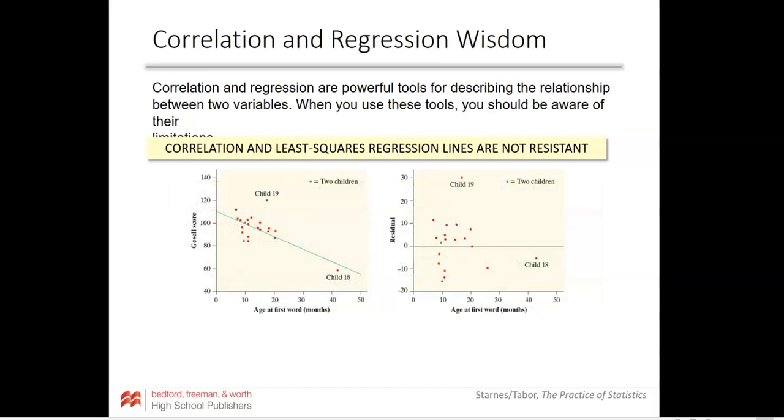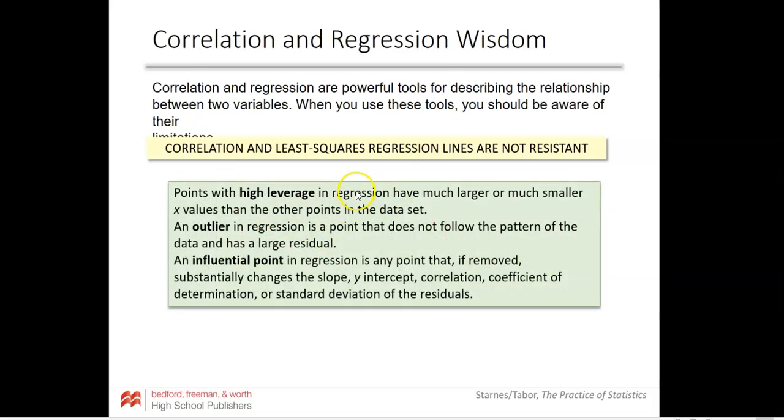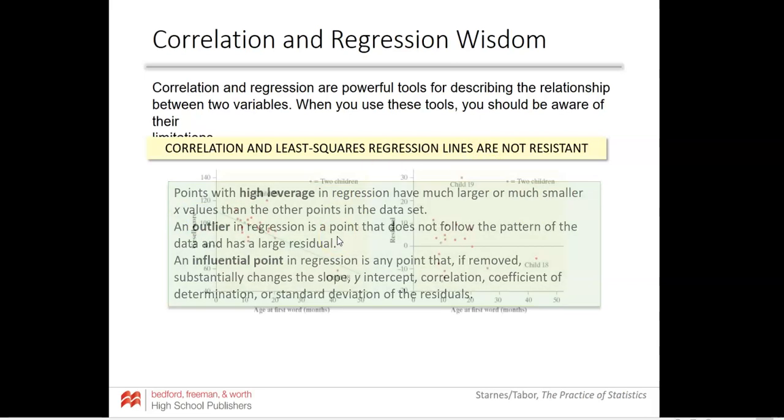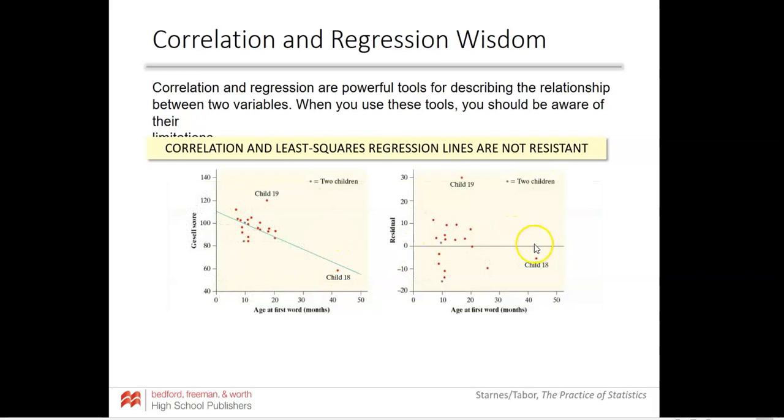So here you can see child 18. The definition of a high leverage point is one that has much larger or much smaller x values. Well, I see a point on this graph. Child 18 has a much larger x value than all the other points in this data. Child 18 is like 42, age in months at the first word, so he's 42 months old, I guess. That one child has a huge effect on the regression line, pretty much everything there, just a huge effect.